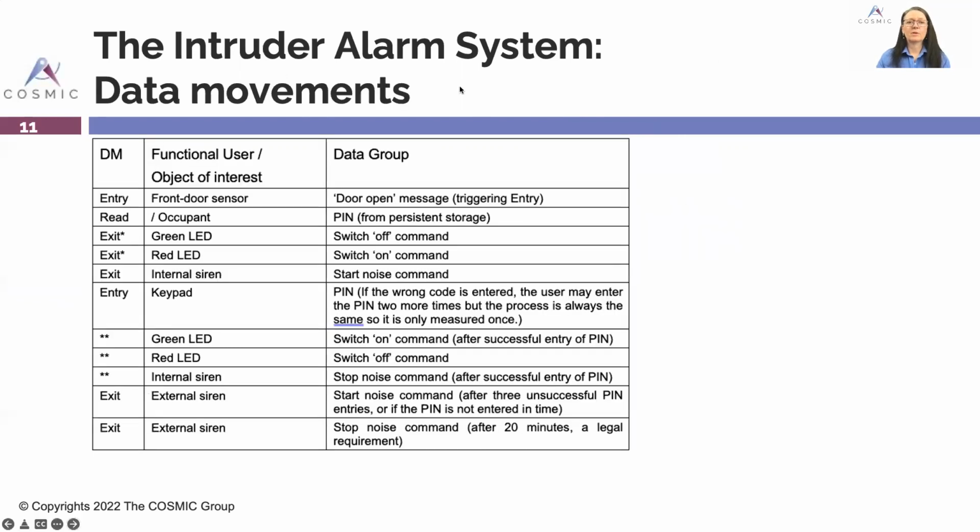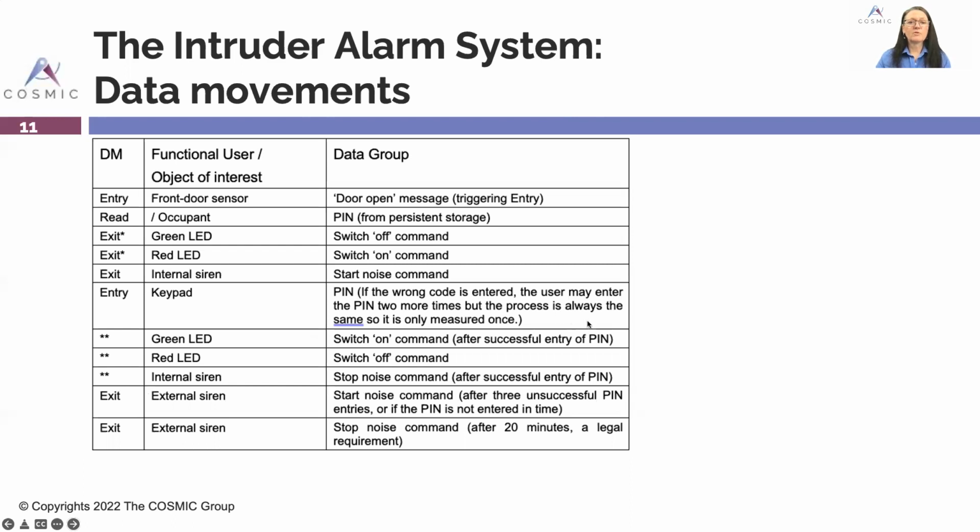Now, let's look at the data movements. Well, first of all, the front door sensor sends a signal when the door opens. It will go read the occupant PIN from persistent storage. Then the green LED is switched off and the red LED is switched on. So we've got two different exits here. And the internal siren starts noise. Beep, beep, beep.